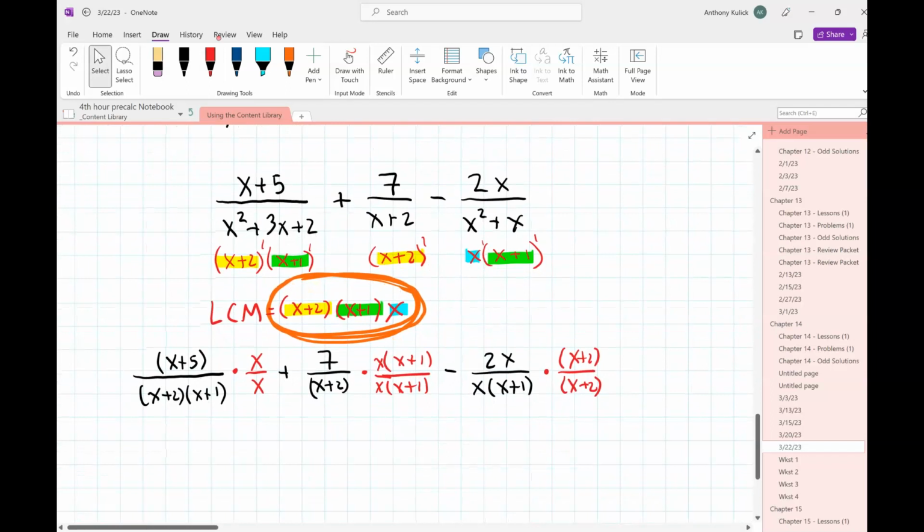Everybody feel okay with what we've done so far? Do I need to pause for a minute and let you process and catch up? If your pencil's on fire, let me know. Okay, so maybe not. So now what I'm going to do is multiply. Let's use a different color here. Got lots of colors. The numerator's out. Oops.